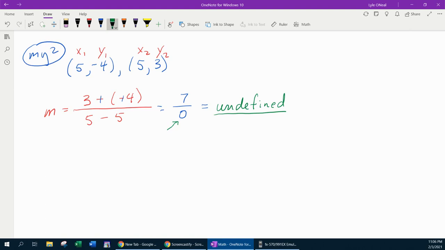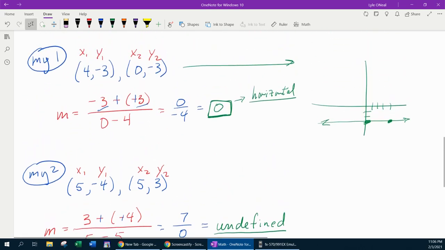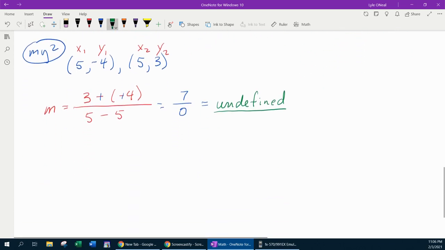Now, what does that actually mean, undefined? Well, it definitely doesn't mean no slope. Undefined is not no slope. 0 is. 0 is no slope. So let's look at what undefined means. And to answer that, we're going to go to the graph and we're going to graph these points. 1, 2, 3, 4, 5. If I go to 5, the first point is at -4. And the second point is over 5 and up 3.